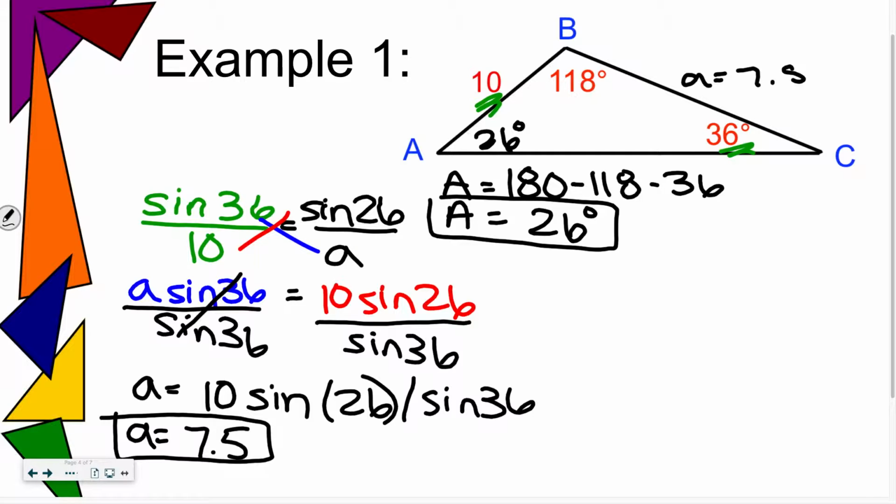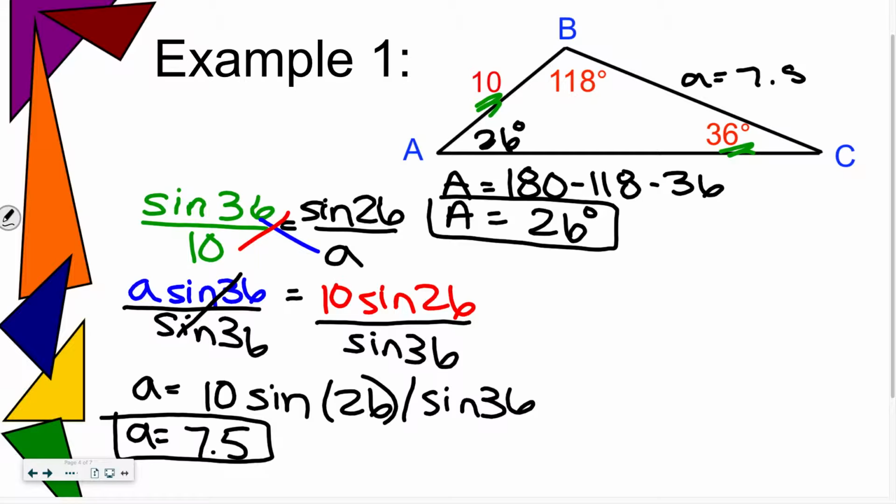Okay, so once we find side A, now we can find side B. Same way. You cannot go back to Pythagorean theorem. Why can we not use the Pythagorean theorem? Because it's not a right triangle. Okay, if it's not a right triangle, don't use Pythagorean theorem to find your third side.